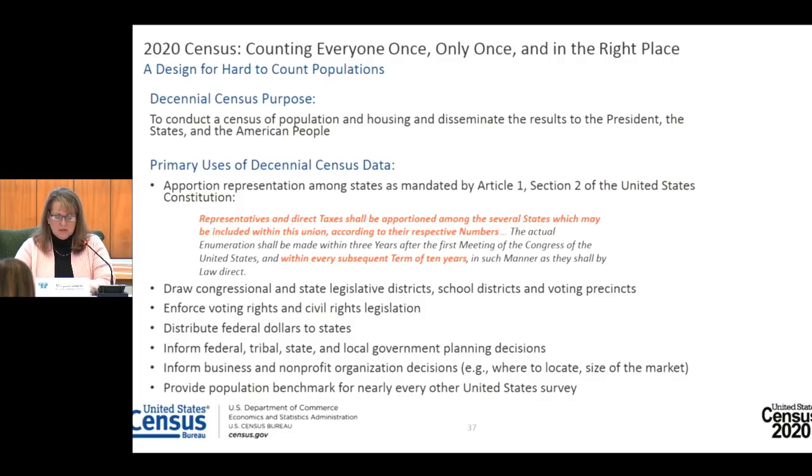Data collected during a decennial census are used for many other purposes as well, including drawing congressional and state legislative districts, school districts, voting precincts, enforcing voting rights and civil rights legislation, distributing federal dollars to states, over $675 billion annually, informing federal, tribal, state, and local government planning decisions, informing business and nonprofit decisions, and providing a population benchmark for nearly every other United States survey.